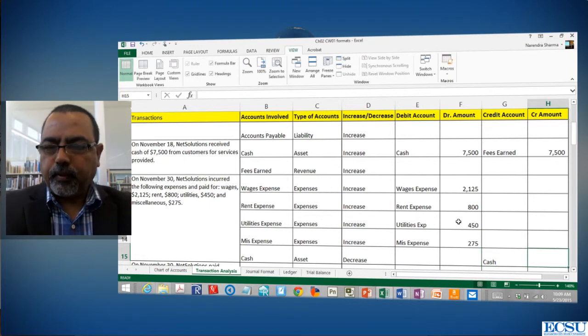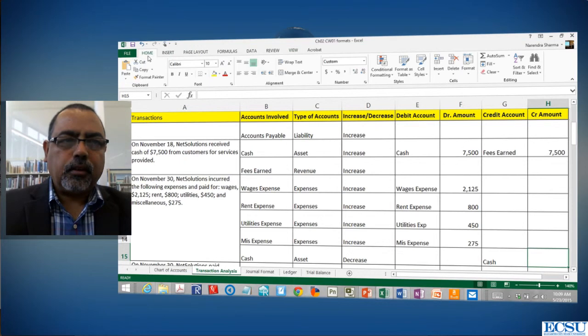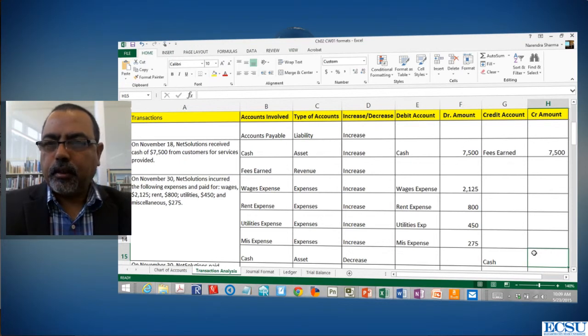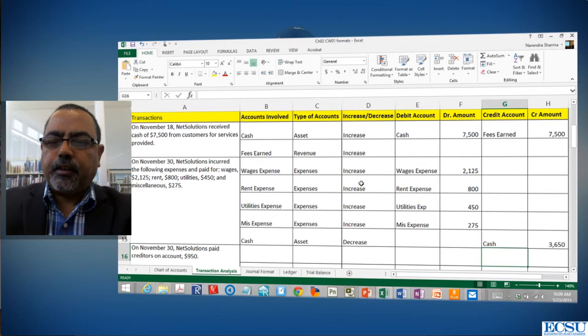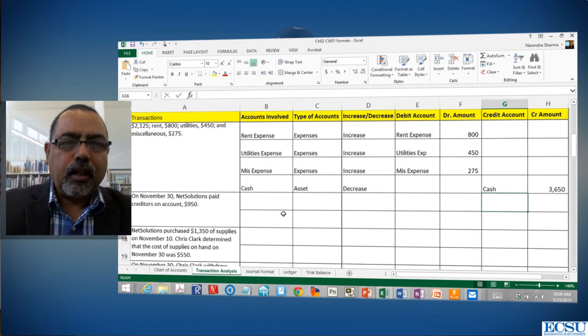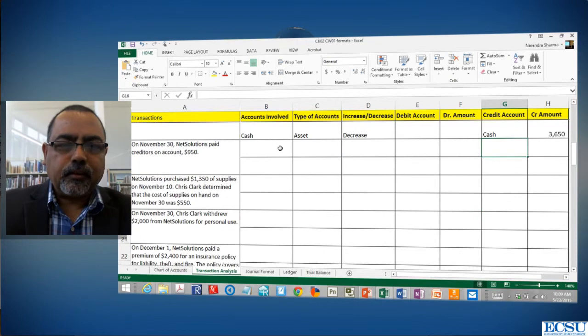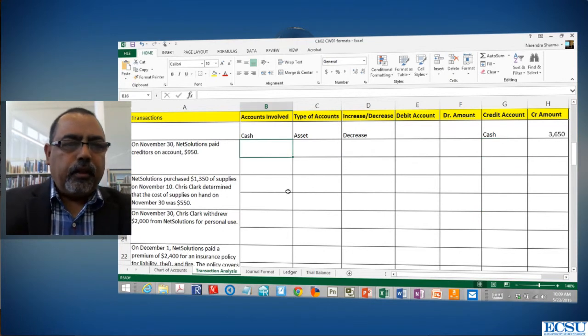So cash will be credited with what amount? With the total of all these amounts. So let's sum them up. So there it is, 3,650. Cash would be credit because asset has decreased. So that is how we'll tackle that transaction. Now we take the other transaction.